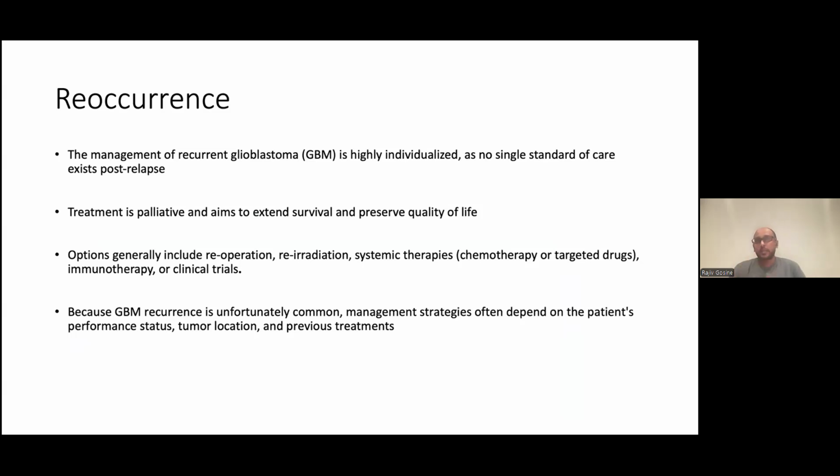In terms of recurrence, as we recall, this disease is life-limiting, highly aggressive, and it's never going to get a cure. So at some point, it will come back. So the management of recurrent glioblastoma has to be highly individualized. There's no single standard of care once the disease comes back. Treatment at this time is palliative and aims to extend survival and preserve quality of life. Options generally include reoperation, re-irradiation, systemic therapies, immunotherapy, or clinical trials. Because GBM recurrence is unfortunately common, management strategies often depend on the patient's performance status, tumor location, and previous treatments.